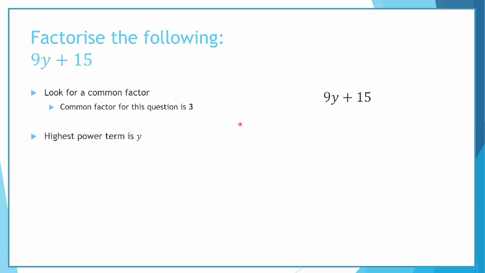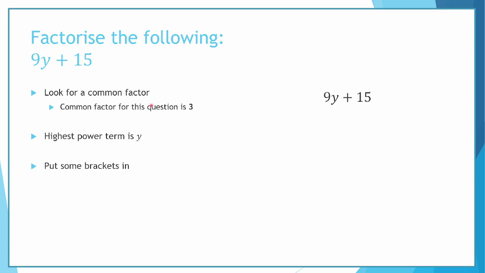Then we're going to look at our highest power letter term. So the highest power letter term we have is y. So that's not going to factor into our common factor because y doesn't appear in both of our terms in the equation. You can see that we've only got one y here. It's not anything to do with the 15, so we can't take a y out as a common factor.